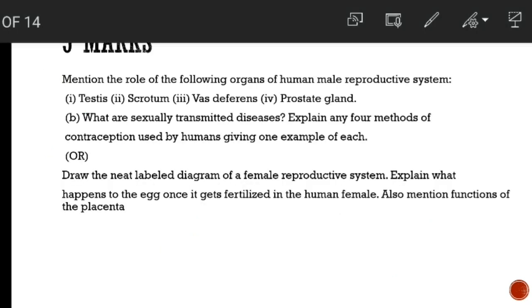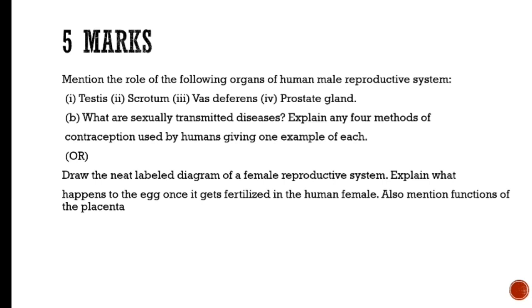Next, for 5 marks, they have asked, mention the roles of the following organs of the human male reproductive system. So you can refer to my video of the whole chapter that I have covered and you can study that. What are sexually transmitted diseases? Explain any 4 methods of contraception. This also I have explained in my previous video as well as in the video where I have taught you about how do organisms reproduce, sexual reproduction.